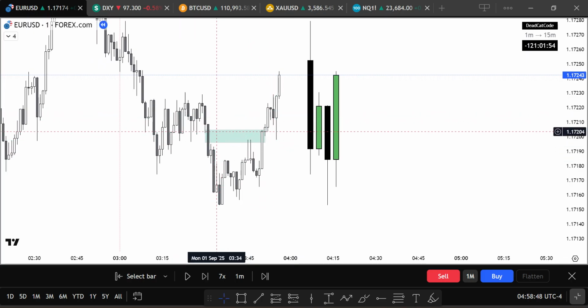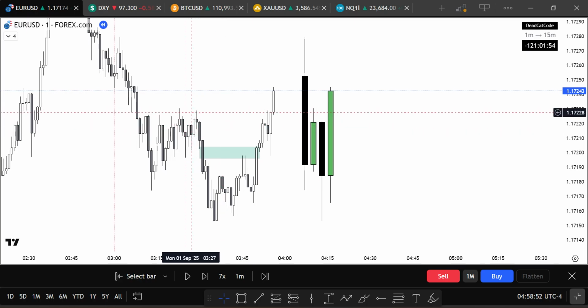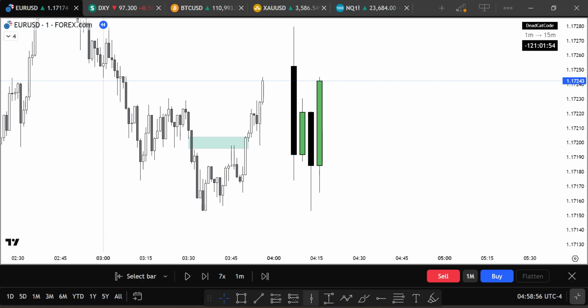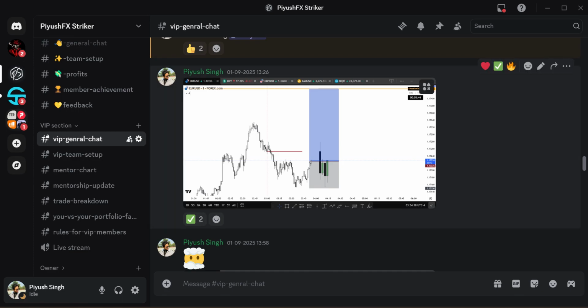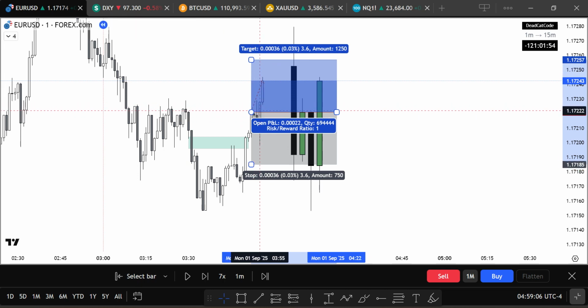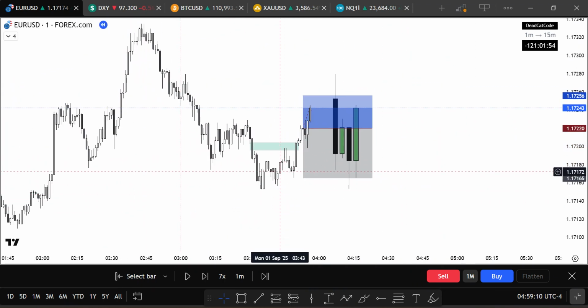here price didn't respect this FVG, didn't respect this high, just went up impulsively. So what I did, I just executed here somewhere. Let me check. Yeah, executed here somewhere, right? Matched the stop loss below this candle low, right? Because this is the protected low.